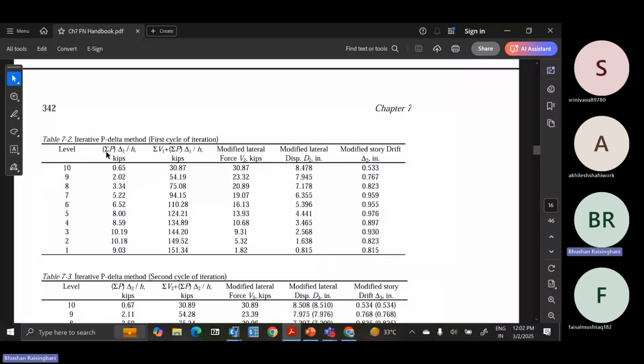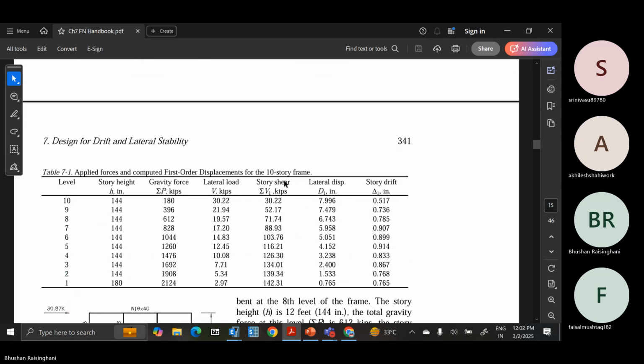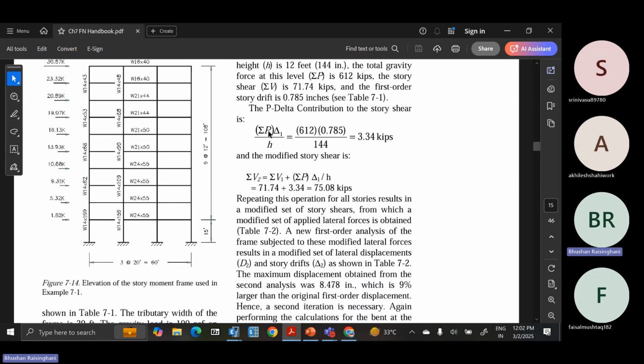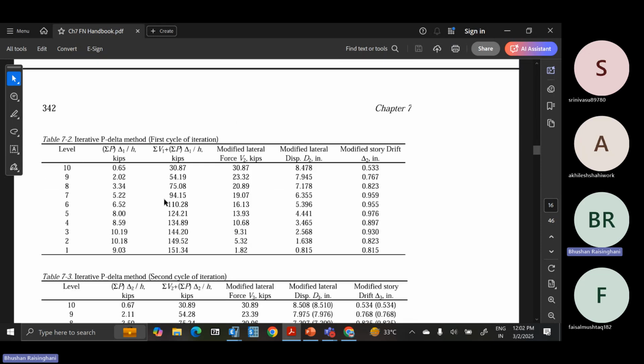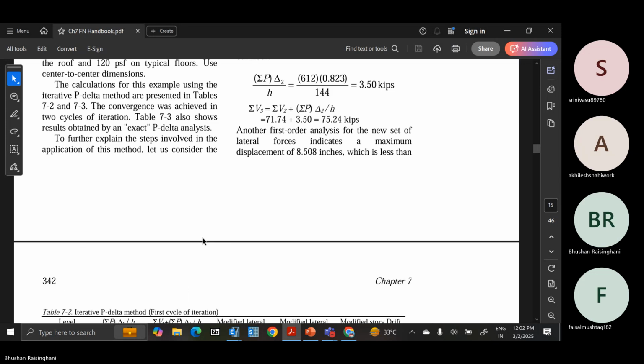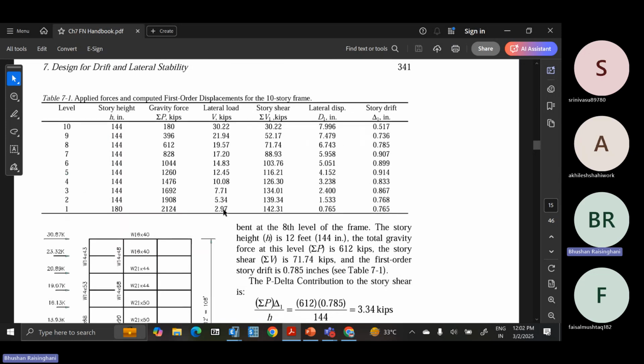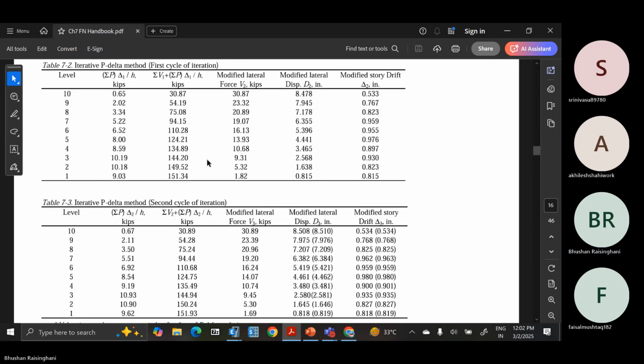So what has been done is sigma P delta 1 divided by h, that we had seen here, sigma P delta 1 divided by h for each story is obtained. So the next table is created. Now first order shear plus second order shear is added and the total is done at the bottom. So 151.34 versus your 142.31. So it is 9 kilonewton something is added, or kips. Now the modified lateral force you had obtained for each case, so that is also there.